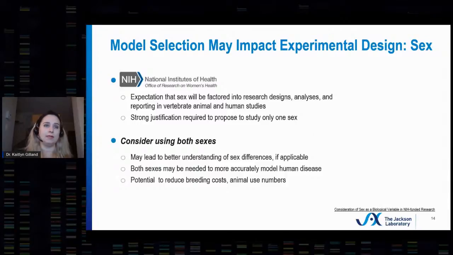Both sexes might be needed to more accurately model human disease. There are many human diseases that affect both sexes. And by using both sexes, you can really reduce breeding cost and animal use numbers. So for example, every time that you use 50 male mice, 50 female mice were also bred in order to generate those mice.